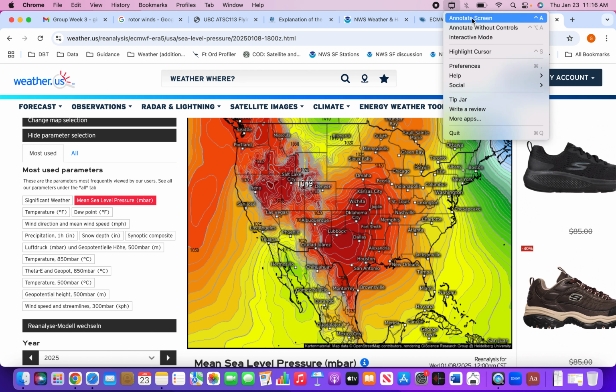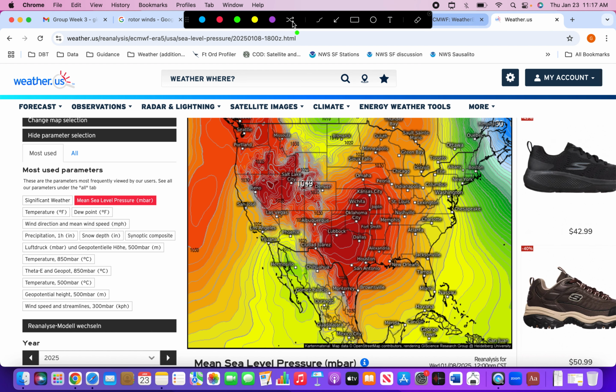Okay, so this is what I'm talking about. I'm going to start annotating this here. Just want to draw a circle. Okay, so see this area over here? Particularly over here, actually. This is a 1049 millibar high pressure center. And look at what the pressure is over in the Great Basin, Four Corners region. Very high pressure values.